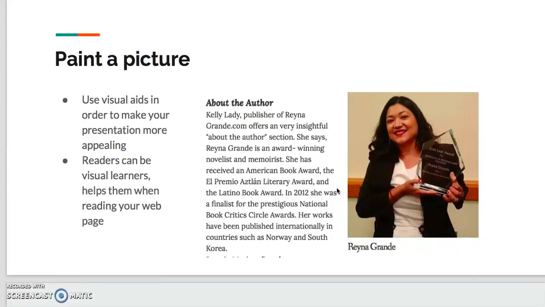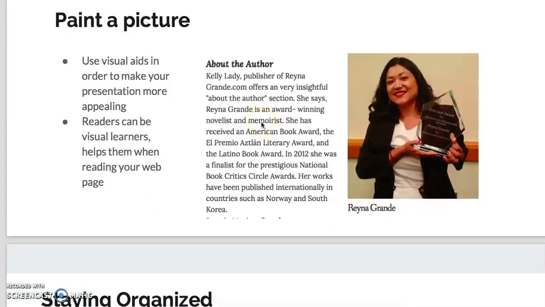Slide 9 is take a picture, paint a picture. This means that a web page should always have pictures rather than just text upon text. Pictures make a web page less boring and more inviting. You do not just want to write to the readers, but also show the readers what you're talking about. In my webpage, I included pictures of the book, pictures of Reina Grande, and pictures of Mexico. I didn't want my webpage to be boring, so I had pictures of Reina after I wrote about her.